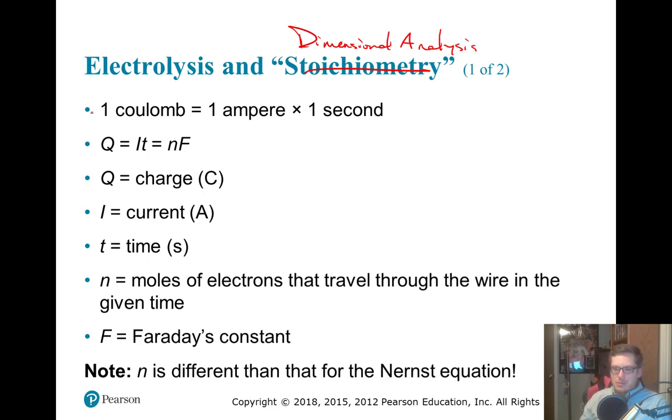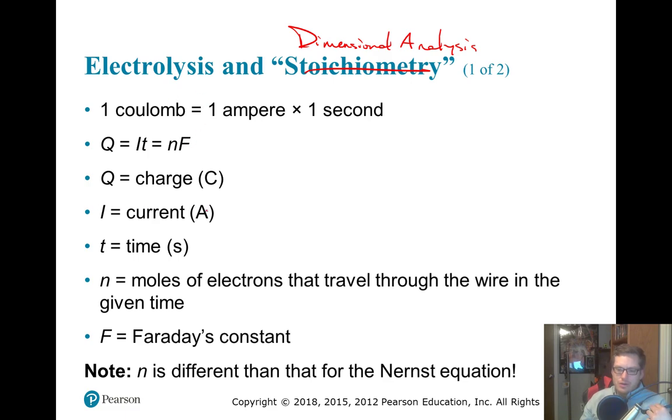So these are some big ideas you need to keep track of. A coulomb is equal to an amp times a second. So if you have a current, an amperage, and a time in seconds, you just multiply them together, and that gets you your coulombs. Coulombs are your charge, which our book calls capital Q. Capital Q can also be calculated as current times time, I times t, or as n, the number of electrons that travel through the wire in a given time, times Faraday's constant, 96485.